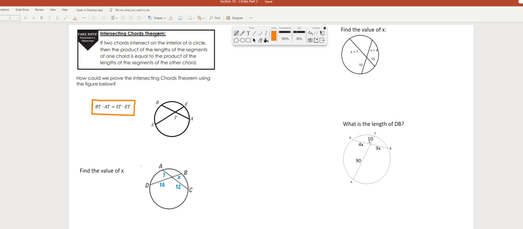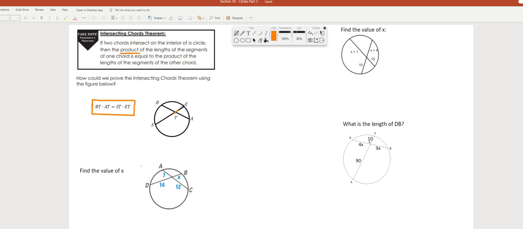And let me just read the theorem for you. It says if two chords intersect on the interior of a circle, then the product, remember product means you multiply, of the two lengths of the segments of one chord is equal to the product of the lengths of the segments of the other chord. So basically, this is how it goes.